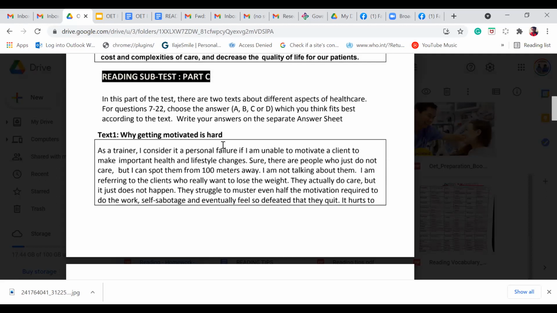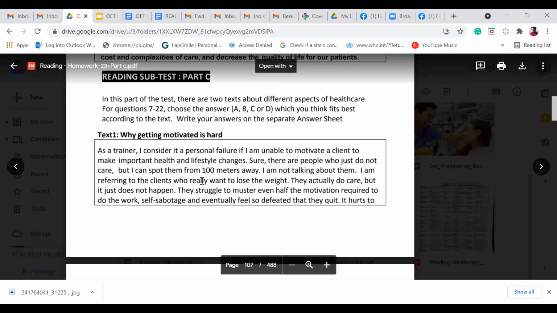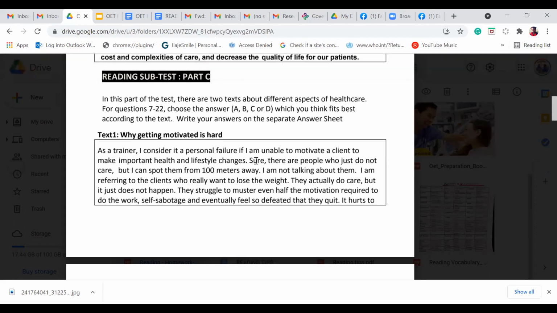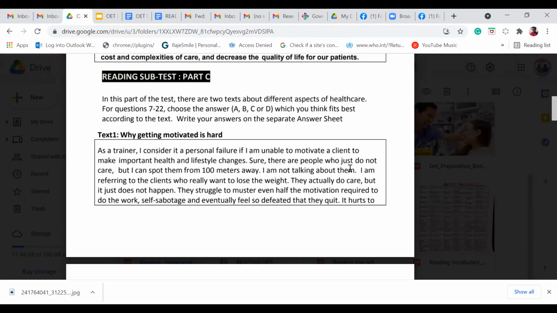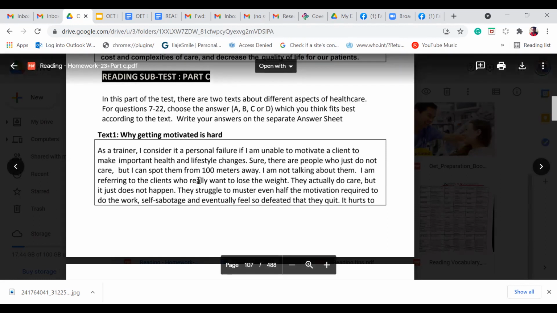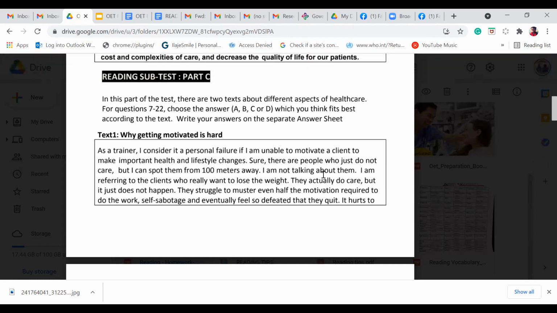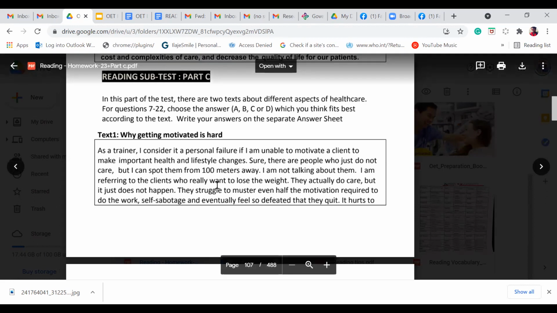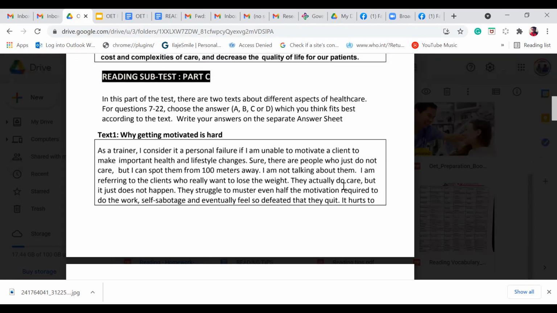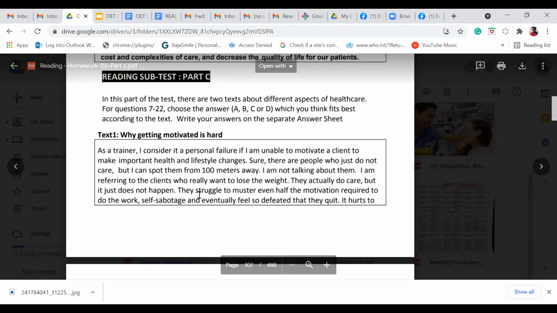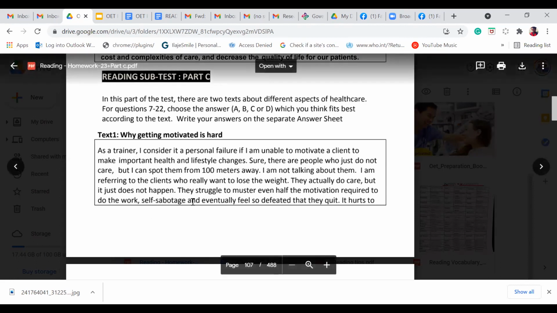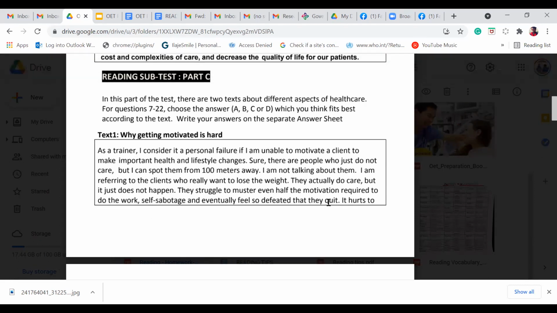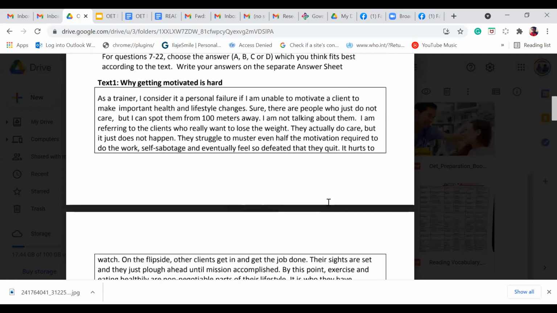So why is getting motivated hard? As a trainer, I consider it a personal failure if I'm unable to motivate a client to make important health and lifestyle changes. Sure, there are people who just do not care, but I can spot them from 100 meters away. I am not talking about them. I'm referring to the clients who really want to lose weight, actually do care, but it just does not happen. They struggle to muster even the motivation required to do the work, self-sabotage, and eventually feel so defeated that they quit. It hurts to watch.